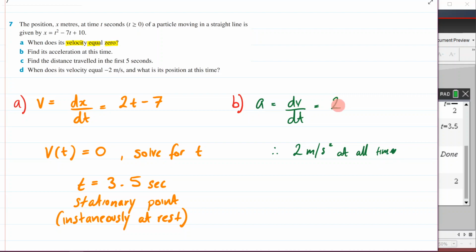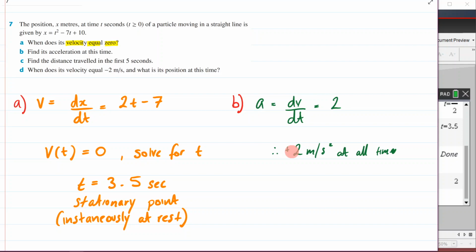The fact that my equation is just a constant means that when t is equal to 3.5, my acceleration will be 2, because it's always going to be 2. I have a constant acceleration through this entire particle moving. And also take note of the fact that acceleration does have direction to it as well. It can be positive or negative. So this is a positive 2 here, which is important.